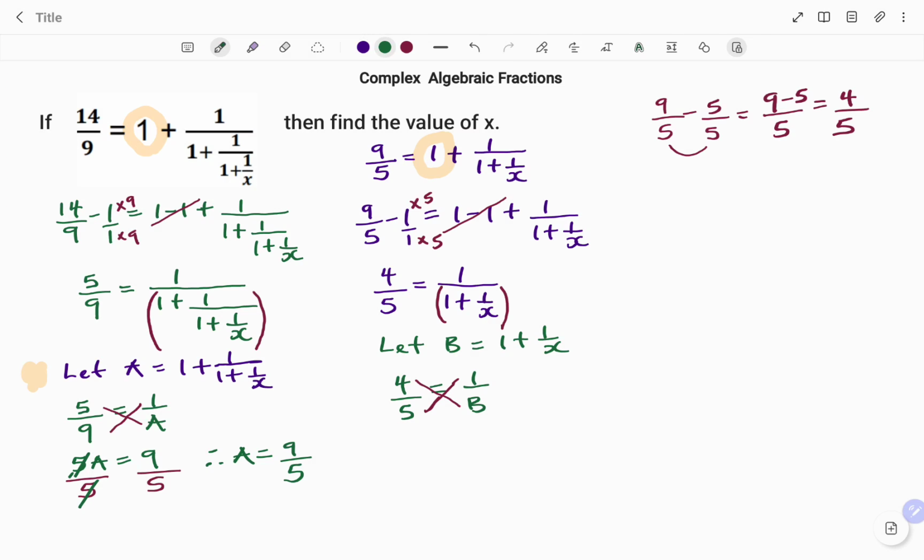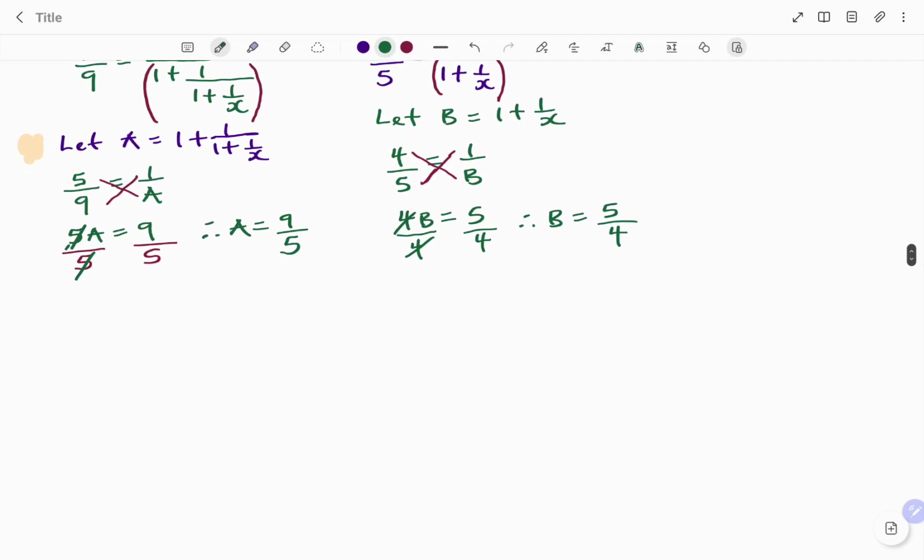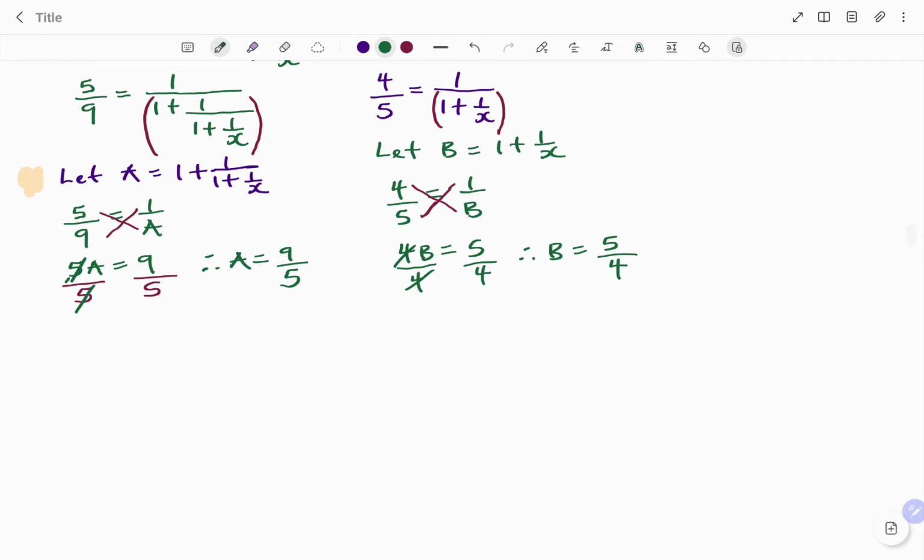To find the value of b, I cross multiply again. Cross multiplying, I have 4 times b, that's 4b, equals 5 times 1, that's 5. Therefore, the value of b, if I divide both sides by 4, I have 4 in 4, 1. Therefore, the value of b is equal to 5 over 4. Once I have b as 5 over 4, I replace it in the equation let b equal 1 plus 1 over x, so that I have 5 over 4 equals 1 plus 1 over x.